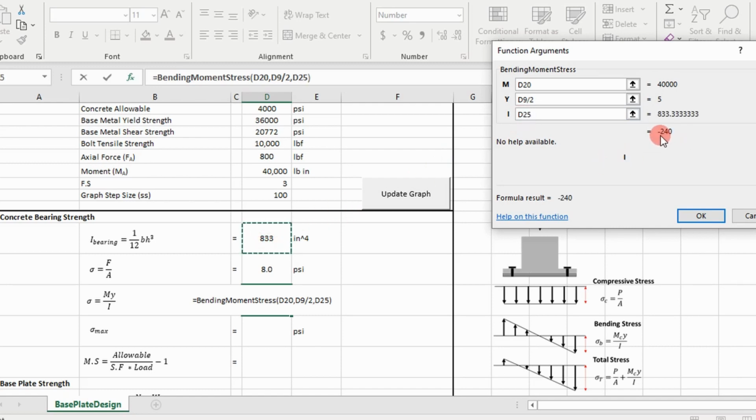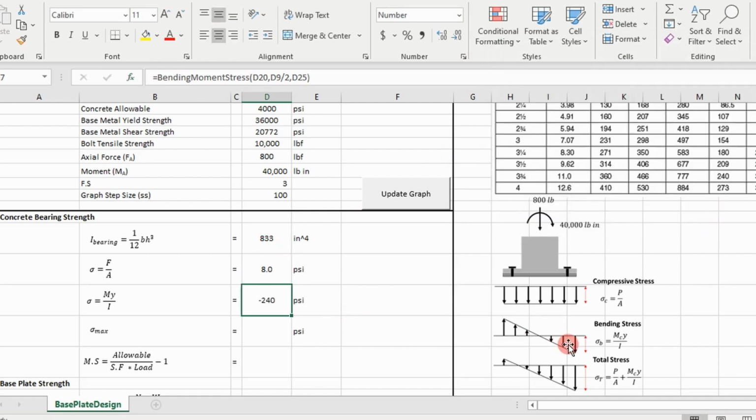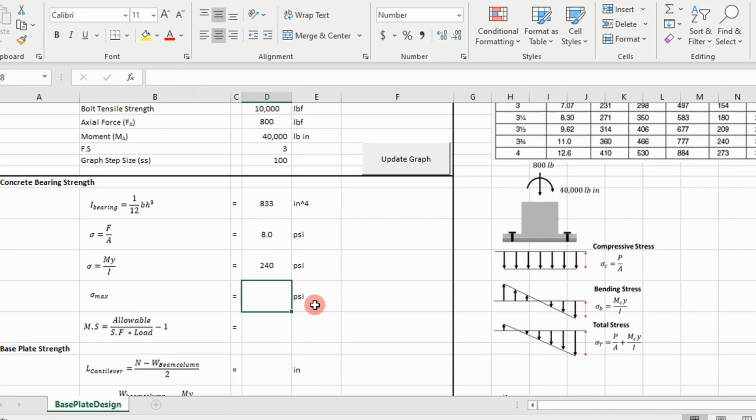And it's going to give me a negative here, but because I've drawn this and I know I have to add these together, I'm just going to go ahead and make this positive. So if I sum those, I get my max stress on the outside edge. It's 248 psi.